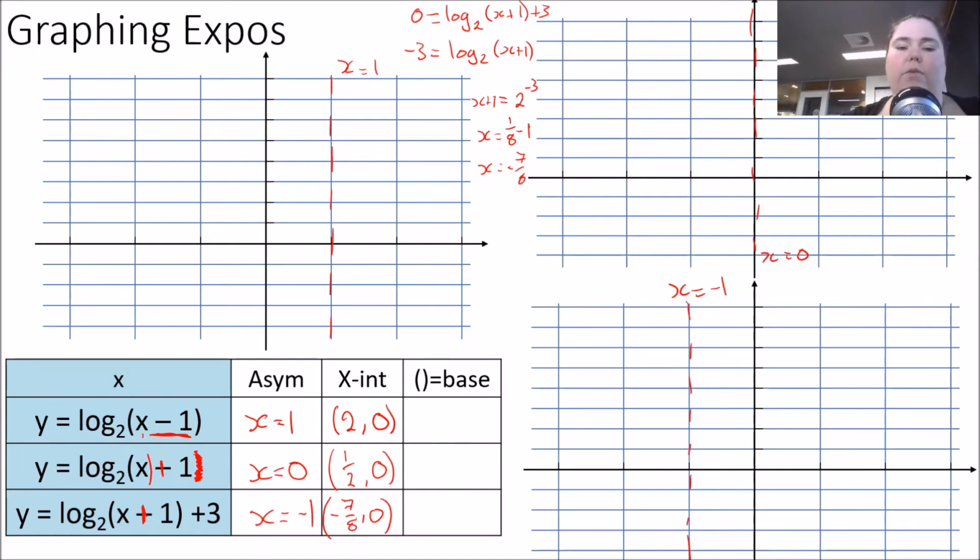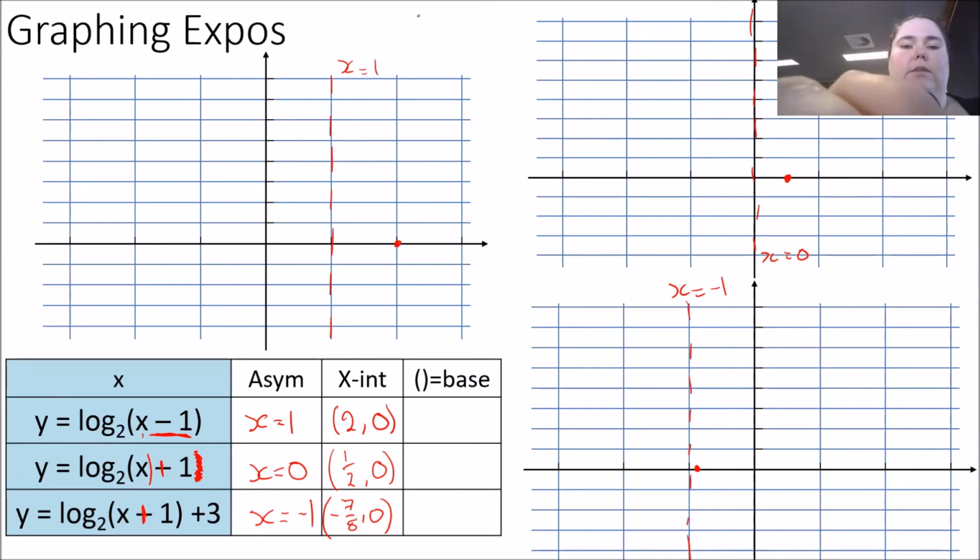Okay, so there's all our x-intercepts. So we have 2, we have a half, and we have negative 7 on 8. Then we want to be able to find another point. The easiest one to find is making your bracket equal the base. So the bracket equal the log base. So for the first one, that means I want that bracket that I'm taking the log of to equal 2. What value gives you that?